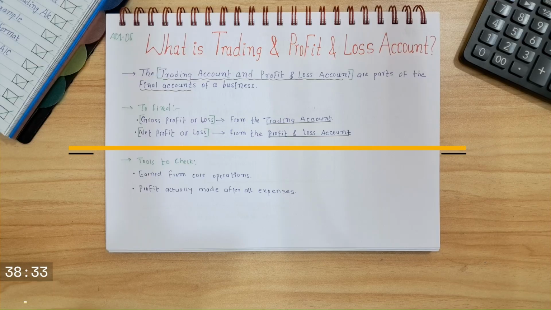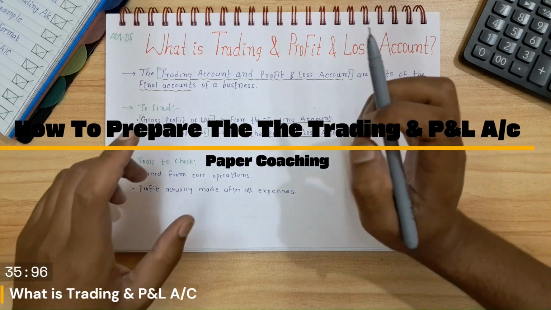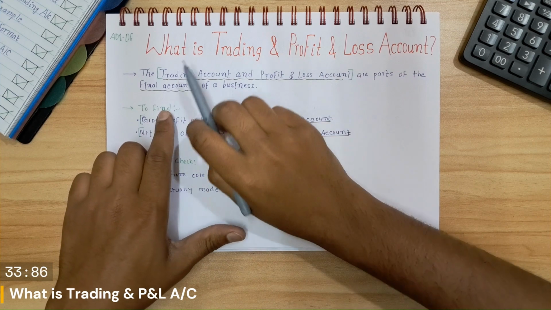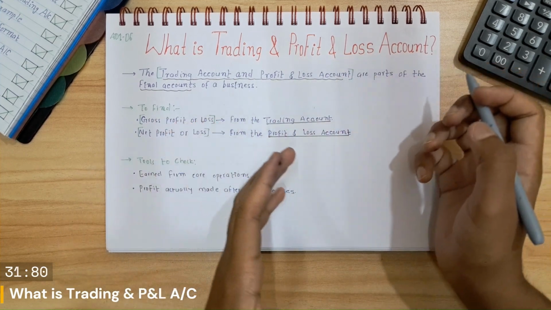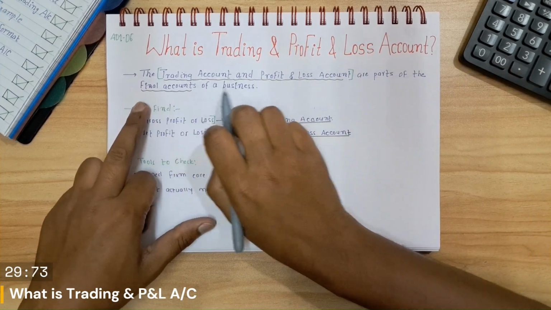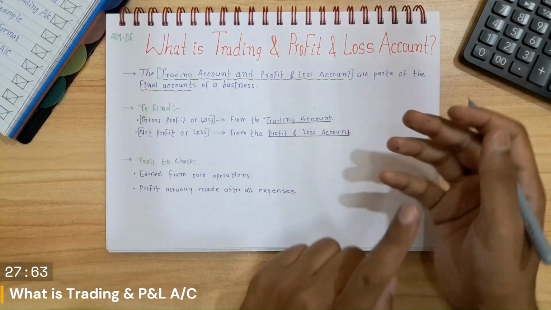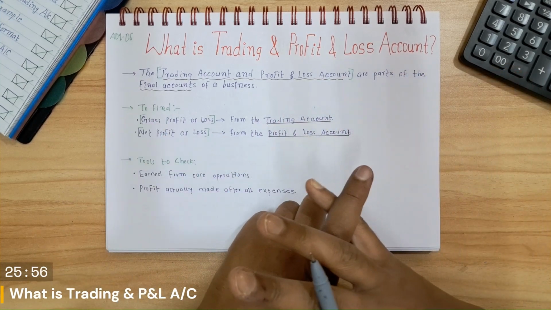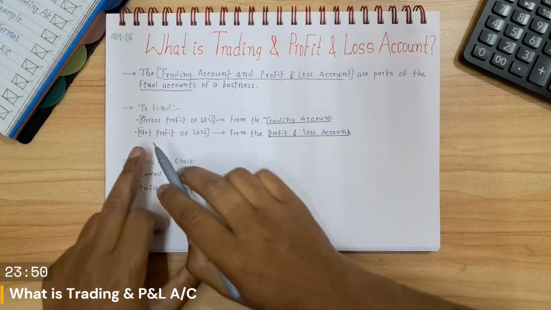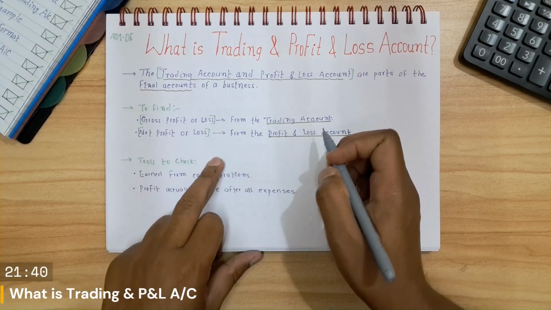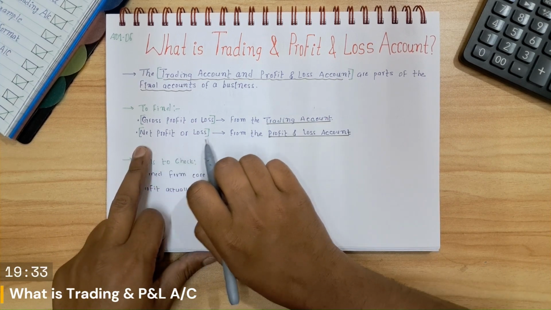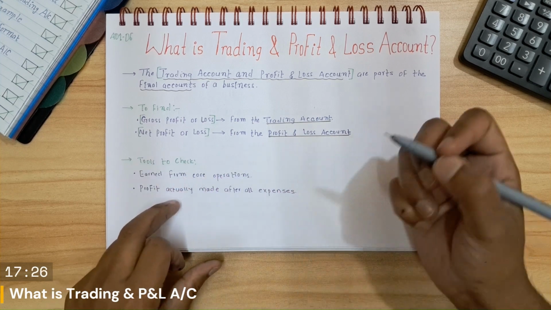Let's start with the basics. What is the trading and profit and loss account? The trading account and profit and loss account are parts of the final accounts of a business. They help us to find gross profit or loss from the trading account and net profit or loss from the profit and loss account.